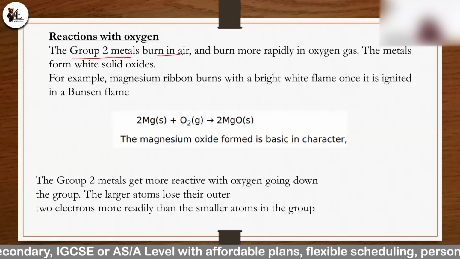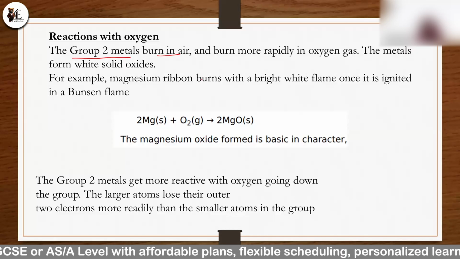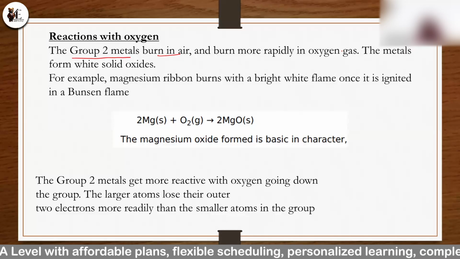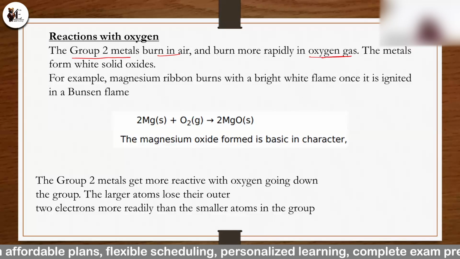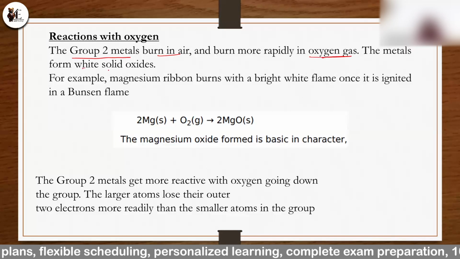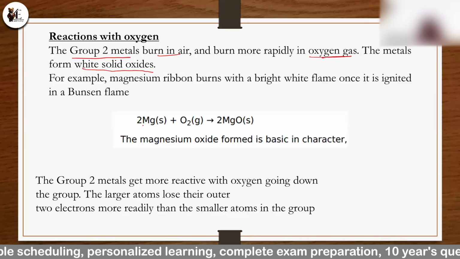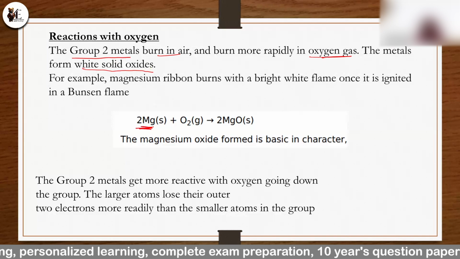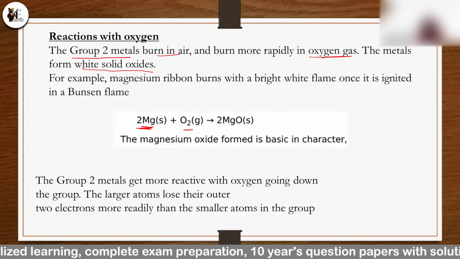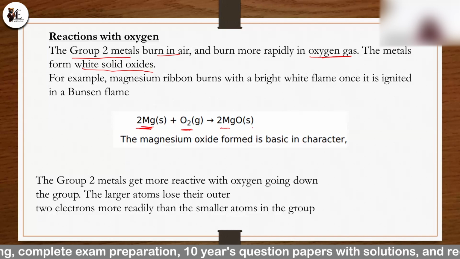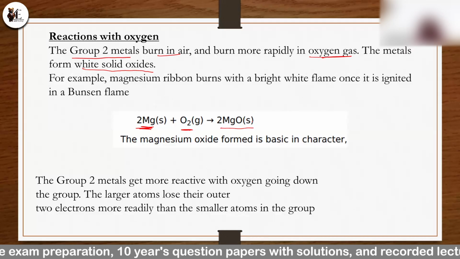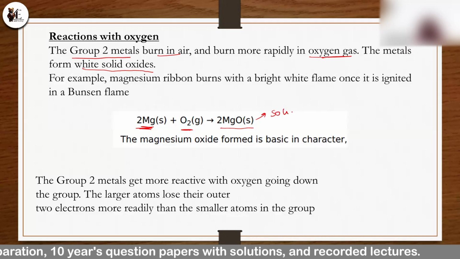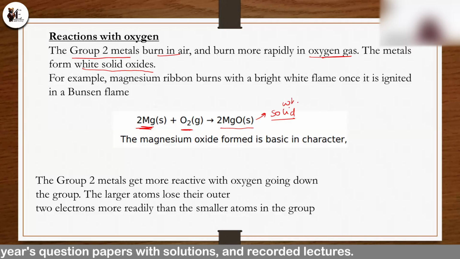Burn in air means oxygen is present in the air. So they burn in air and burn more rapidly in oxygen gas. The metals form a white colored solid oxide. You can see this reaction. This is the alkaline earth metal magnesium. It burns with oxygen to form magnesium oxide. It is a solid, so remember its state. Magnesium oxide is a white solid oxide.